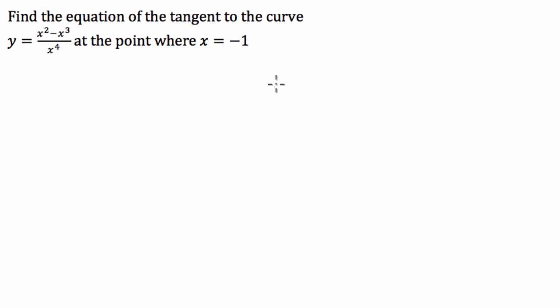Hey guys, we've got an applications of differentiation question here today where it's asking us to find the equation of the tangent to the curve y equals (x squared minus x cubed) all over x to the power of 4 at the point where x equals -1.